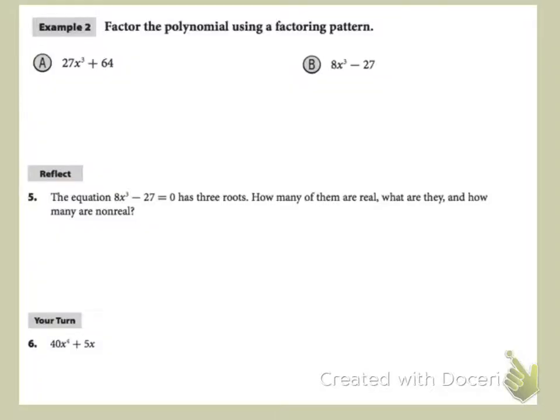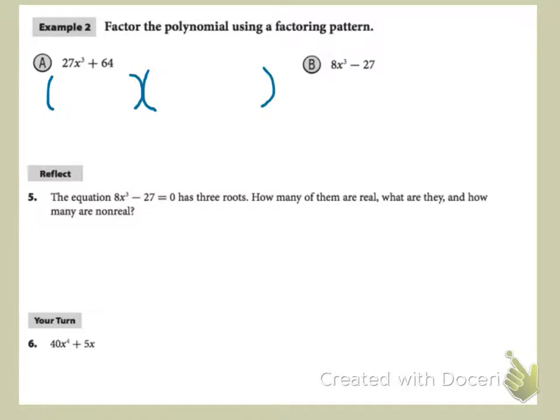Okay, so we're going to build on that and try some more complicated ones. The first polynomial I have is 27x cubed plus 64. Well, I recognize right away all those terms are perfect cubes. 27 is 3 cubed. x cubed is, of course, x to the third power. And 64 is 4 to the third power. So those are my perfect cubes, so I know I'm going to have one of these special factor patterns. I'm going to go ahead and set up the format. I know I'm going to have a binomial and a trinomial.